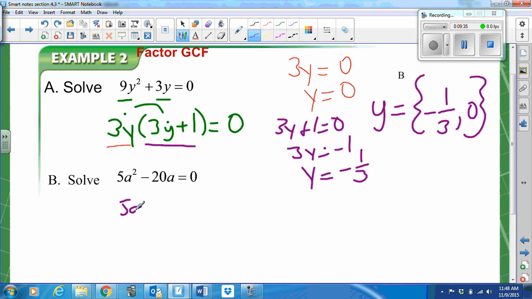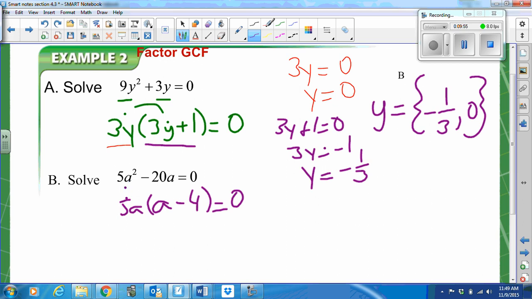So I'm going to pull out my greatest common factor. I can pull 5 right out, so 5a times a minus 4 equals 0. To check it, it's 5a times a, 5a squared, minus 20a. So we haven't changed the value of that left-hand side.